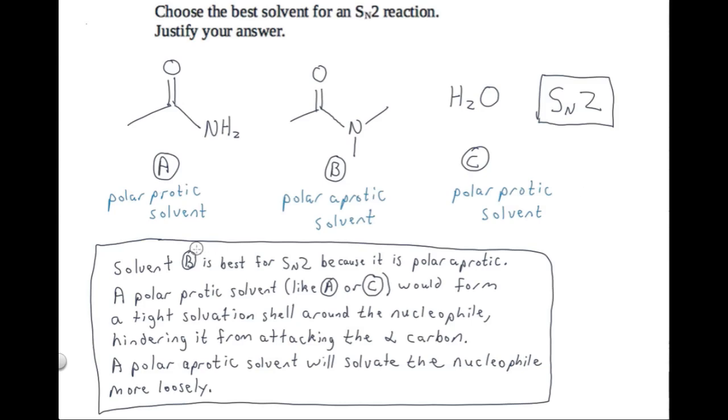Here's our answer. Solvent B is best for SN2. Now for credit, we need to justify our answer. So the answer is based on the idea that this is polar aprotic, and we should say why that's better. Polar aprotic is better because it solvates the nucleophile more loosely. Polar protic is worse for SN2 because it solvates the nucleophile more tightly.